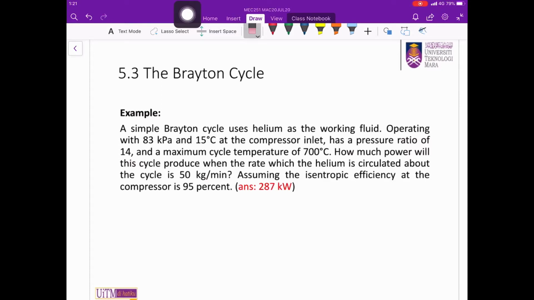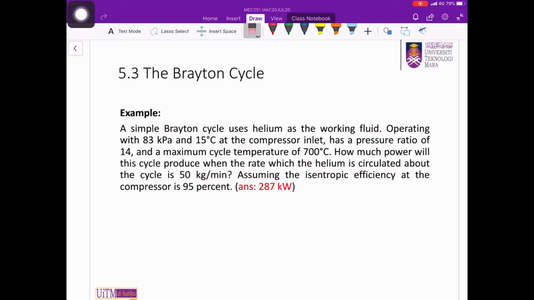Example 2. The Brayton cycle. This question states that a simple Brayton cycle uses helium as the working fluid. Operating with 83 kPa and 15 degrees Celsius at the compressor inlet, it has a pressure ratio of 14 and a maximum cycle temperature of 700 degrees Celsius.